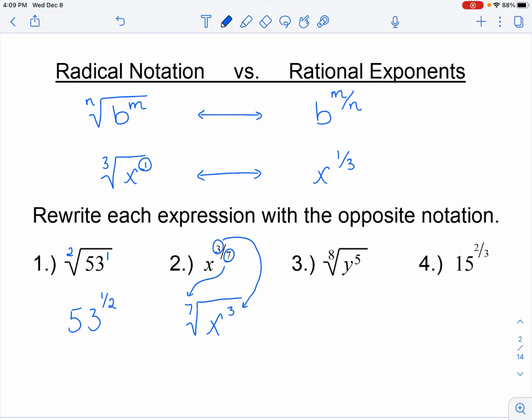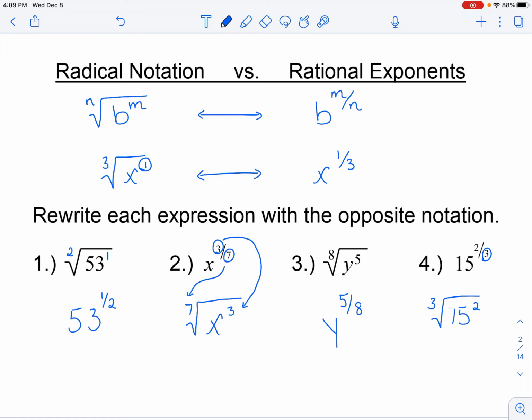Let's try the other two. This is going to be y to the 5/8 power, because the power is a 5 and the index is an 8, and the index is always the denominator. And then for this last one, we can write this as a radical. The denominator is the index, which means inside I have 15 squared.